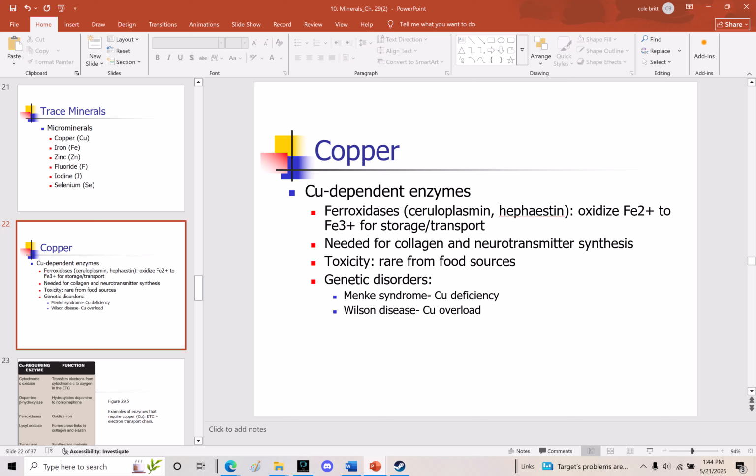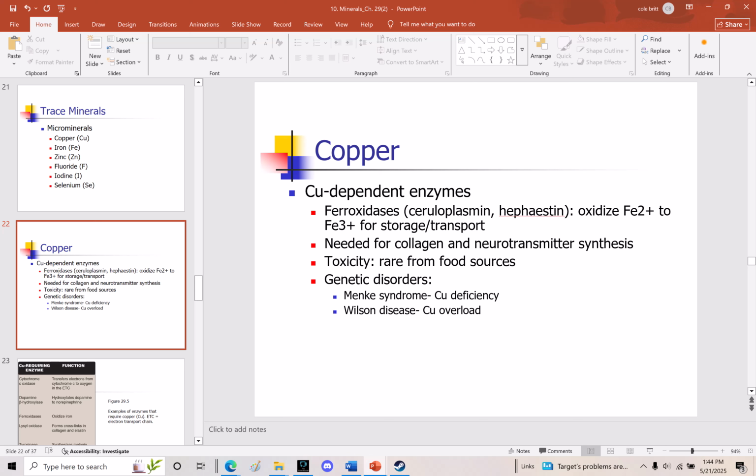Toxicity, rare, but we do see toxicities and deficiencies related to genetic disorders. So these two genetic disorders you need to know. Menkes syndrome is a copper deficiency. It causes neurological issues and connective tissue abnormalities, and that's related to all the enzymes that require copper. Versus Wilson disease, and this picture up here is Wilson disease. The Kayser-Fleischer rings are when you have excess copper.